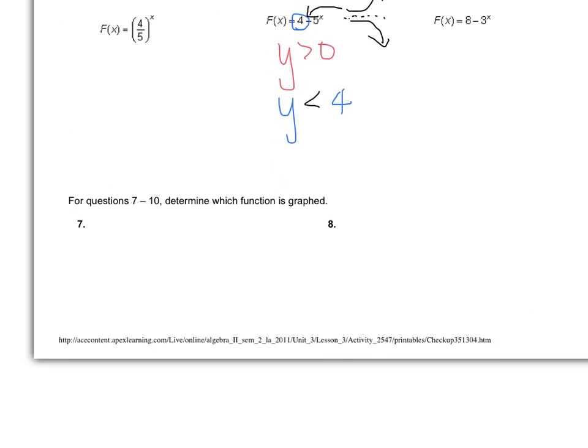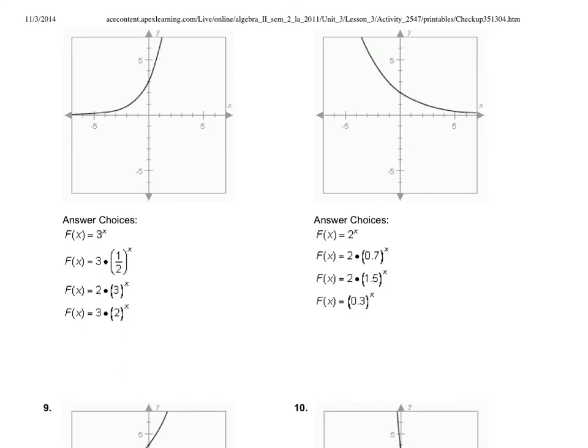Moving on to number 7. It asks us which answer choice is graphed. Well, first of all, we know that this function is increasing. So that means that this number with x has to be bigger than 1. Okay, so that number we're talking about is b. It has to be greater than 1, so that automatically takes out our second answer choice.